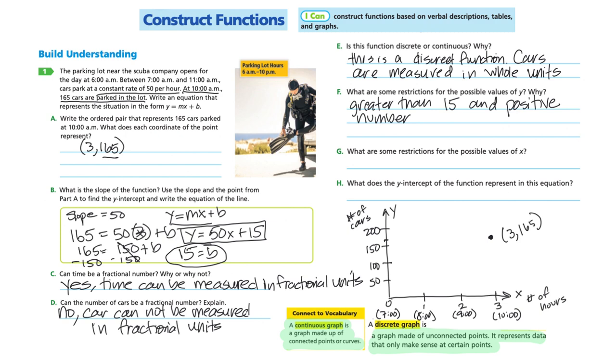What are some restrictions for the possible values of X? Again, it would have to be a positive value, or 0.